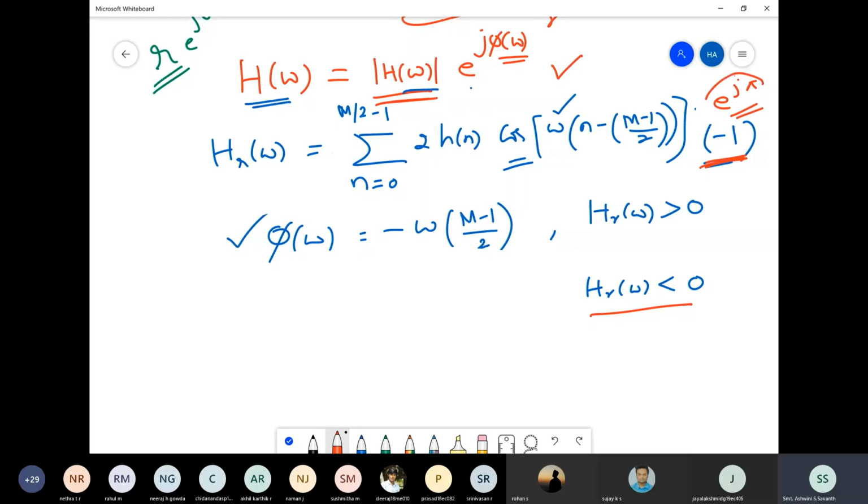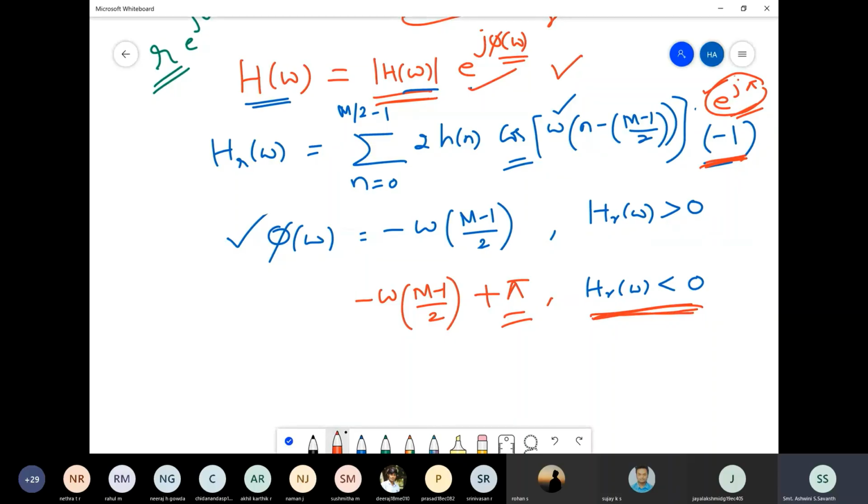So once you have e to the power j pi here, we can combine this e to the power j pi with this e to the power j phi of omega, isn't it? So what happens to the power? It will get added. So your phase response will be minus omega into (M-1)/2 plus pi. So why did you get this plus pi? Because your HR of omega term could be negative.